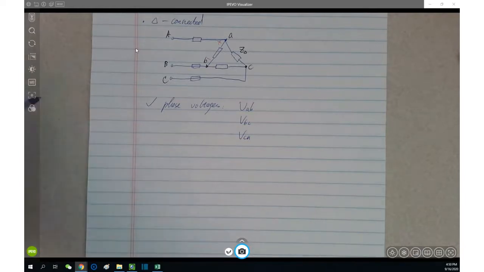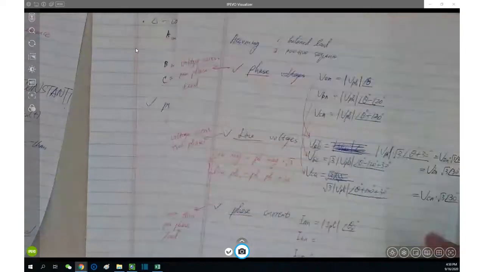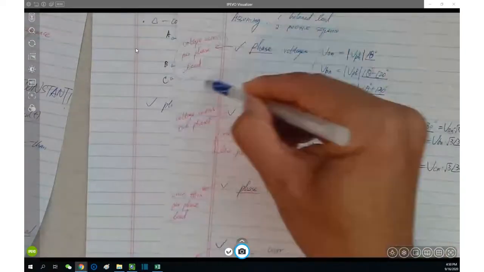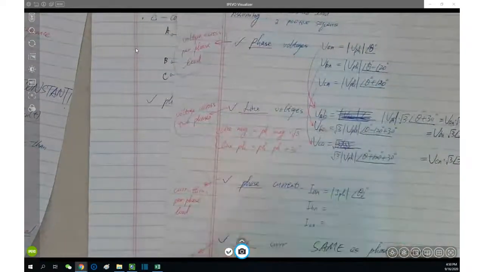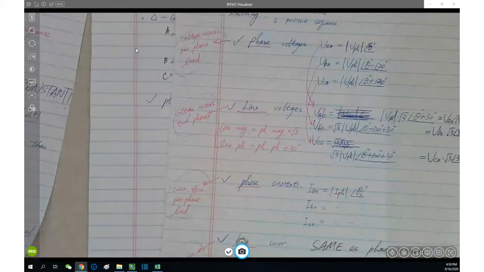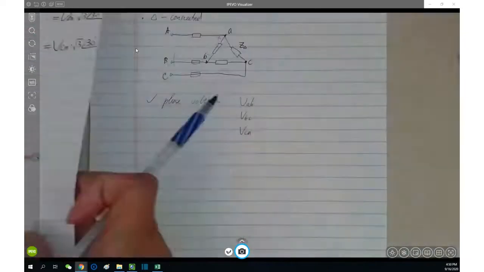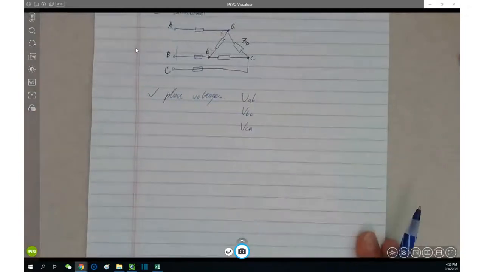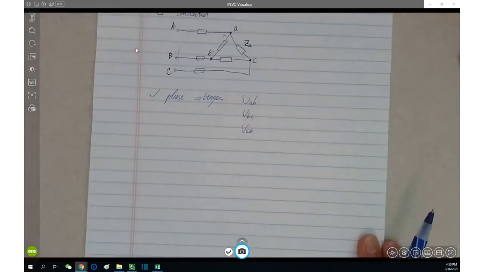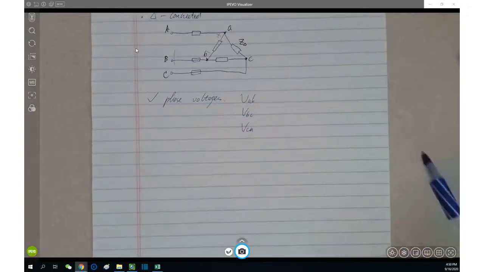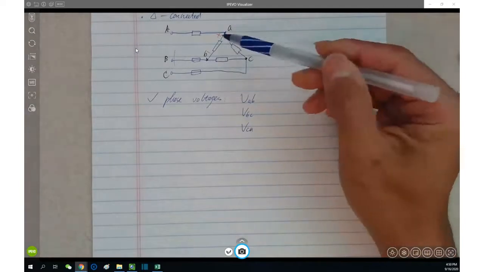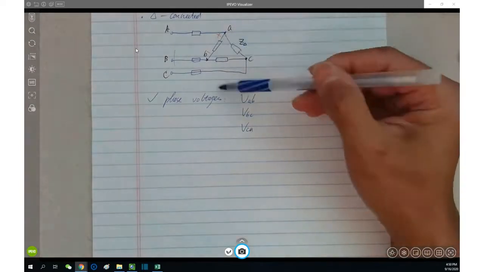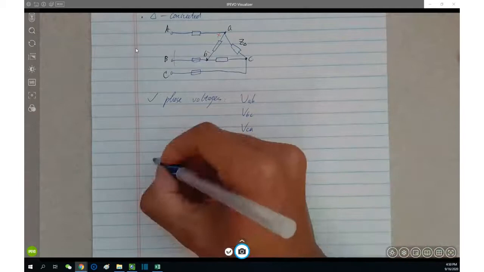But instead, we need to understand and try to memorize the definition, okay, rather than any subscript, because subscripts could change to anything else. The definition. Voltage across per phase load is nothing but VAB. That's why. Here it is.